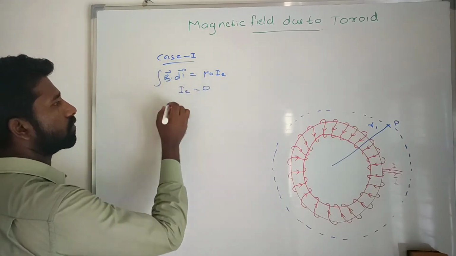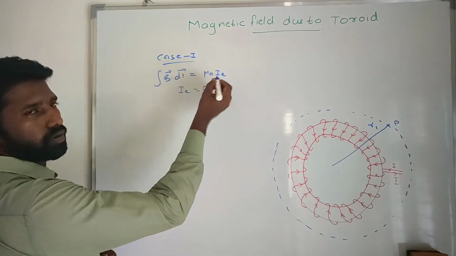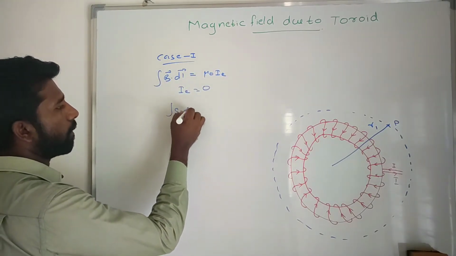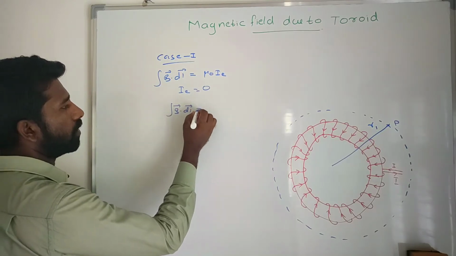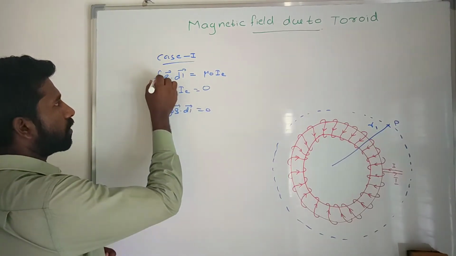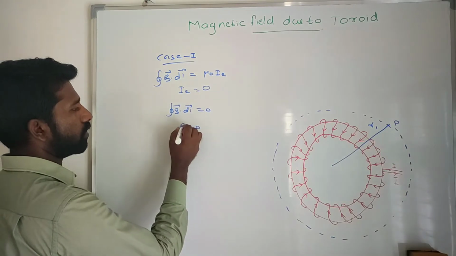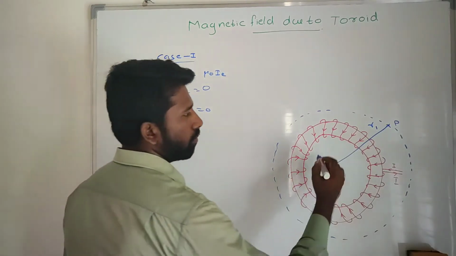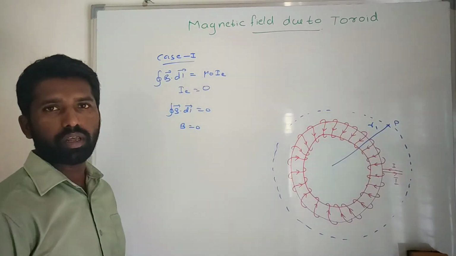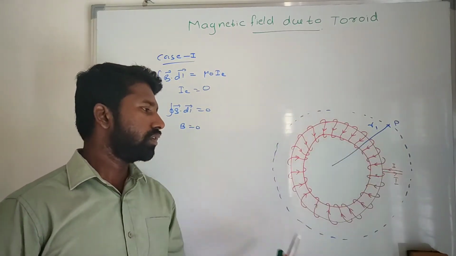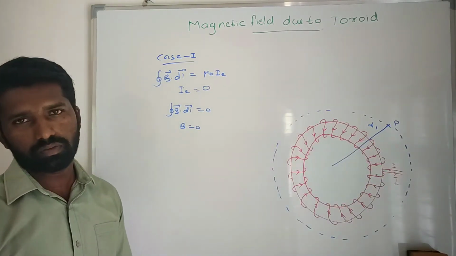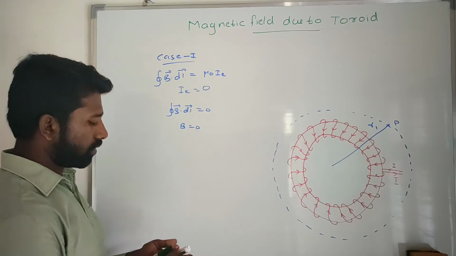So, what about this value? Integral B dot dl is equal to 0. So, what about the B value? B is equal to 0. So, the magnetic field at a point exterior to the toroid is 0. Clear?